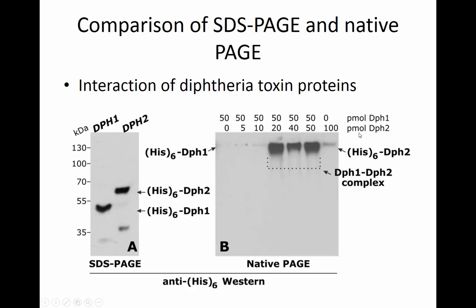You can see that depending on how much is there will tell us where ultimately it ends up here. And you can see there's a complex up here with the toxin 1 protein, and that's what we're detecting here by native PAGE.